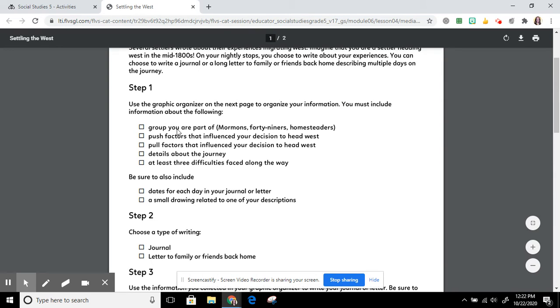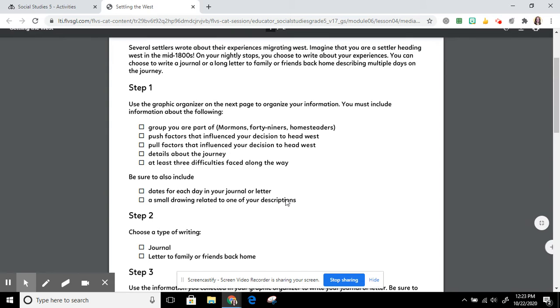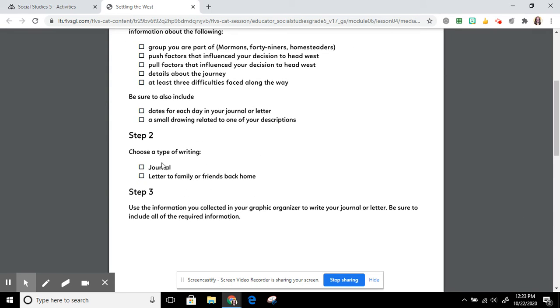So as you're completing your graphic organizer, which is on page 2, and we'll look at that in just a moment, make sure you're going through and adding information about each of these bullet points. And you can even check them off as you include them in your graphic organizer. It also tells you to be sure to include these 2 things: dates for each day in your journal or letter, and then a small drawing related to one of your descriptions. So don't forget to put in that drawing, and it can be a digital drawing or something that you hand draw.